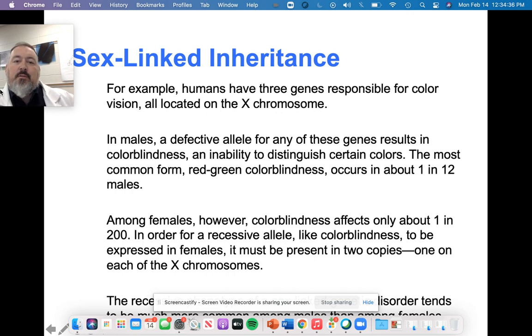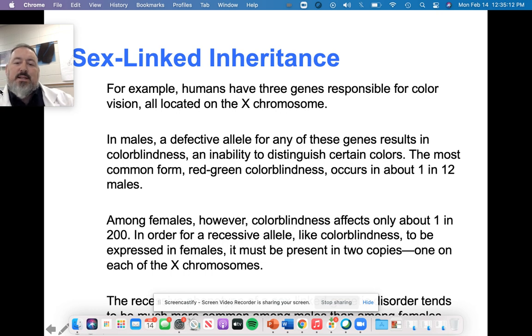So, sex-linked inheritance. For example, humans have three genes responsible for color vision, all located on the X chromosome. In males, a defective allele for any of these genes results in color blindness, an inability to distinguish certain colors. The most common form, red-green color blindness, occurs in about 1 in 12 males. Among females, however, color blindness is affecting only about 1 in 200 females. So it's pretty rare in females, but in males, it's going to show up much more frequently.